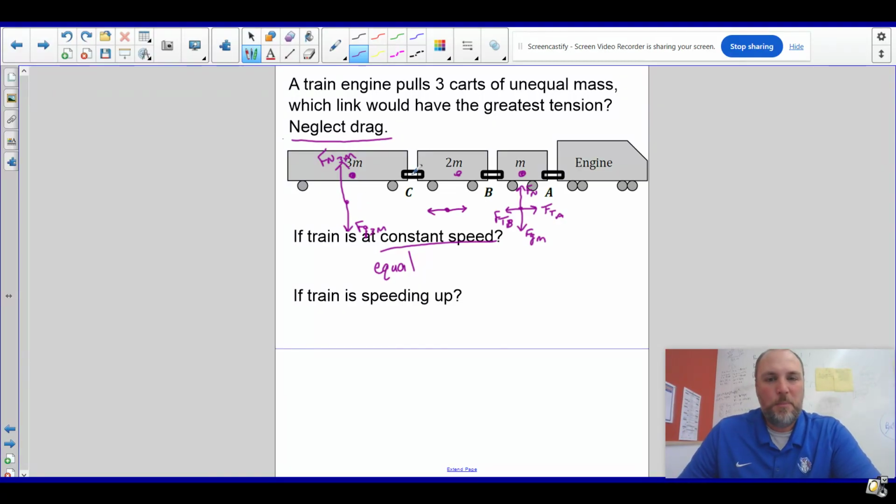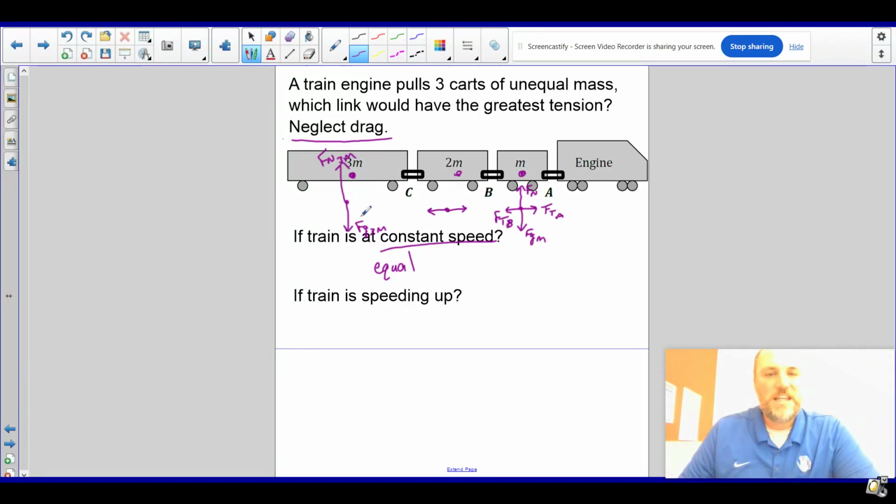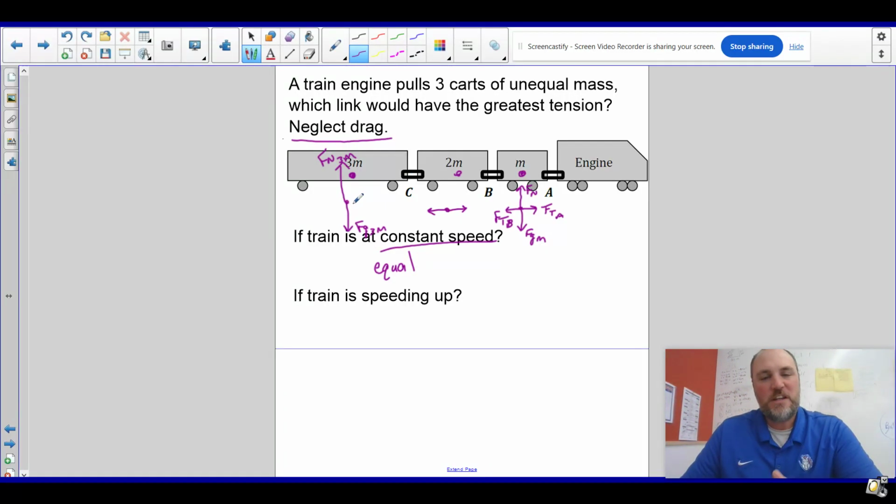If I were to try to put a tension here for link C to the right, the question is, how would you put 3m in equilibrium? Well, you would need a force to the left that's canceling out that tension from link C. And because we're told to neglect drag here, there really is no leftward force. And if there's no leftward force, in order for 3m to be in equilibrium, it actually means that the tension in link C has to be 0.